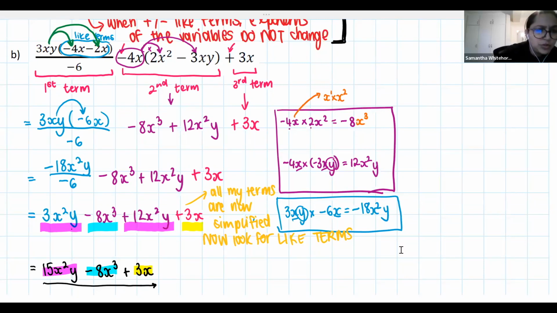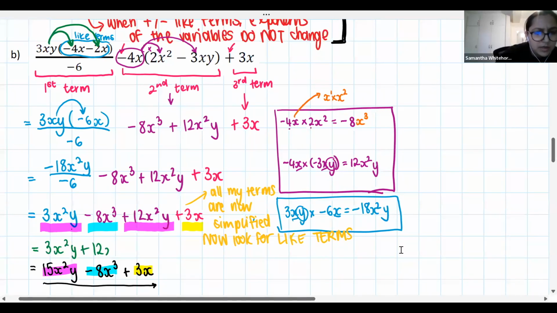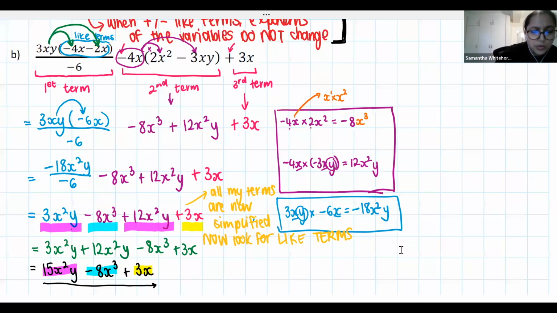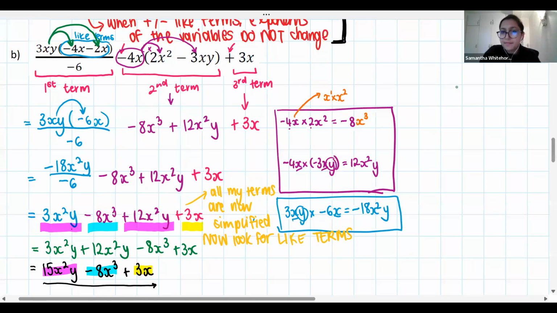So you would do something along these lines. So you would say 3x squared y plus 12x squared y minus 8x cubed plus 3x. So you would group your like terms. Yes, ma'am. That's absolutely fine. But yes, that's absolutely fine if you want to group your like terms so that you know what to add and subtract.